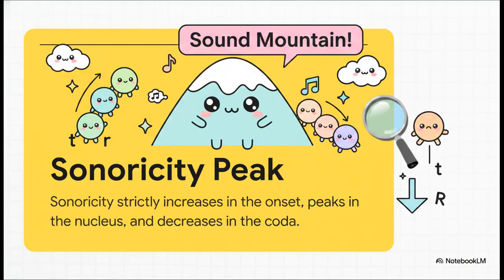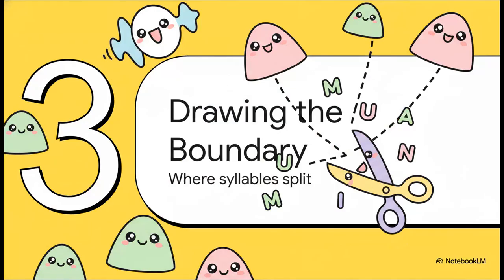And this hierarchy, it dictates an unbreakable rule of syllable structure. Within a syllable, sonoricity must strictly increase in the onset, peak in the nucleus, and decrease in the coda. It's amazing. Every single syllable forms a literal sound mountain. In the onset, the sounds have to climb upward in sonority. They hit the absolute peak at the vowel nucleus. Then, in the coda, they have to taper back down the mountain. This perfectly explains why you can start a syllable with tr, climbing from a plosive t up to the much more sonorous r, but you absolutely cannot end a syllable with tr. It defies linguistic gravity. Which brings us to section 3, drawing the boundary.